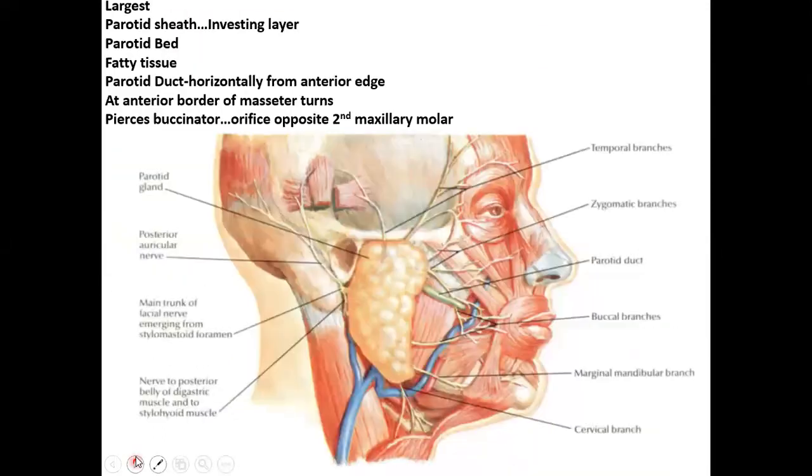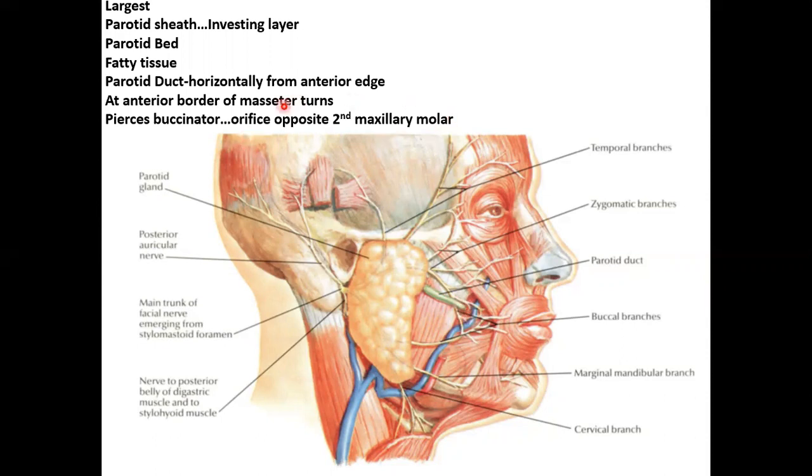However, where's that lovely picture of it? There we go. So it pierces through the buccinator. However, it actually goes past and around your masseter. So it doesn't pierce through the masseter, but it passes on the anterior border of the masseter and then pierces through your buccinator. So those are the two muscles that your parotid duct is intimately related with. So it passes over the masseter, comes to that anterior border, and then goes through the buccinator muscle.